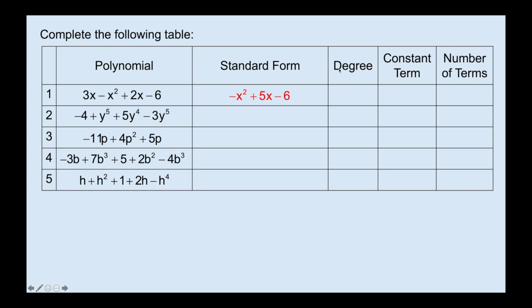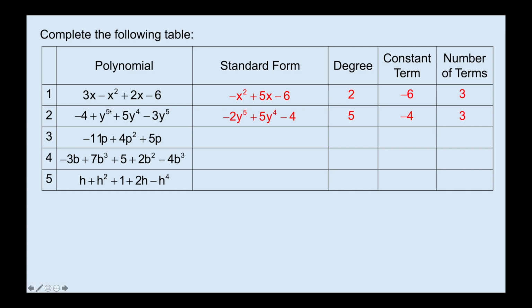So remember, the degree is based on the highest exponent throughout, and that's going to be 2 here. Our constant term is the one that does not include a variable. So in this case, that's negative 6. Number of terms here, we don't want to look at that until it's in standard form, and since it's in standard form here, I can count 1, 2, 3 terms, and that's our answer. So go ahead and look at examples 2 through 5 and complete those problems.